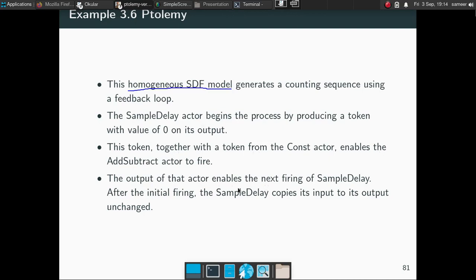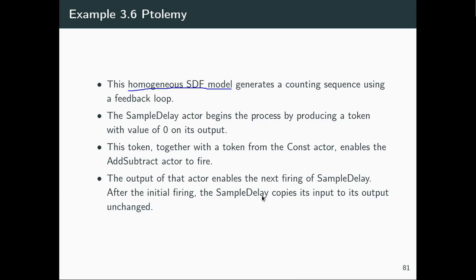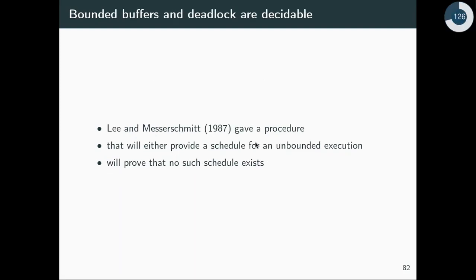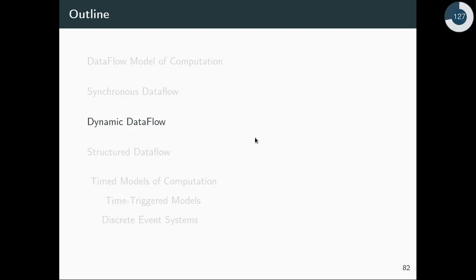This is what I was just explaining to you: the sample delay actor copies the input to its output unchanged. So this is basically what happens. Okay, so you have seen this already, and now we are moving to the next type of data flow model, which is called a dynamic data flow model.